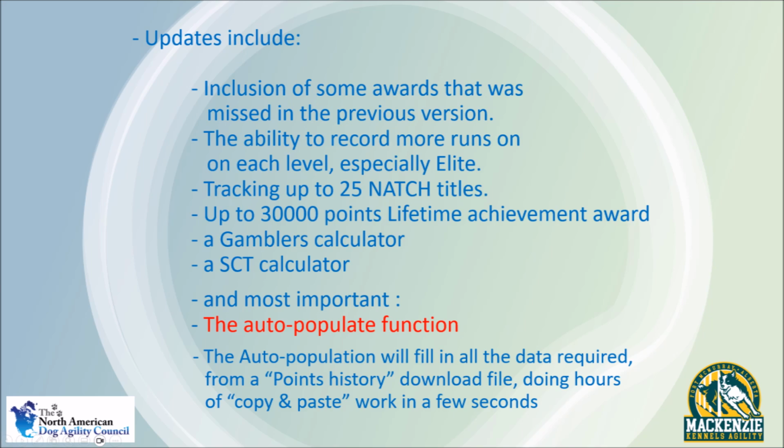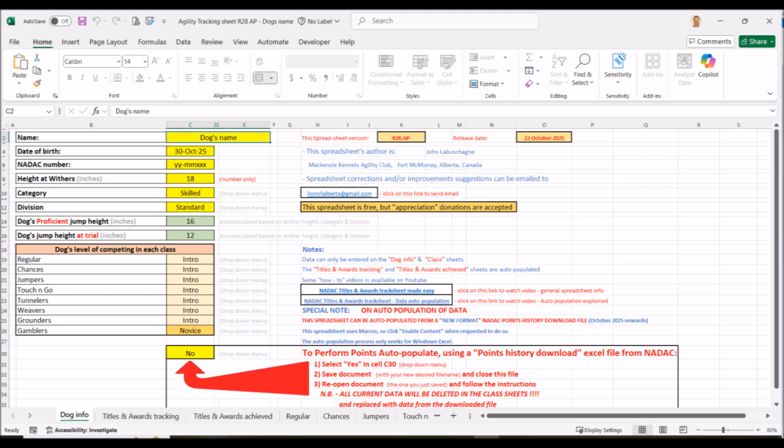It also has a gambler's calculator and a standard course time calculator. But the most important is the auto-populate function. This will fill in all the data required from a points history download file, doing hours of copy and paste work in a few seconds. This allows handlers who have dogs with a large amount of experience and points to also step into using the spreadsheet quite effortlessly.